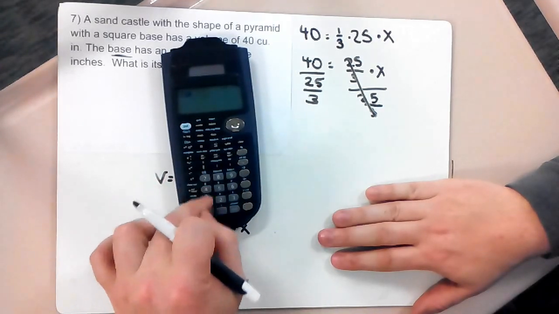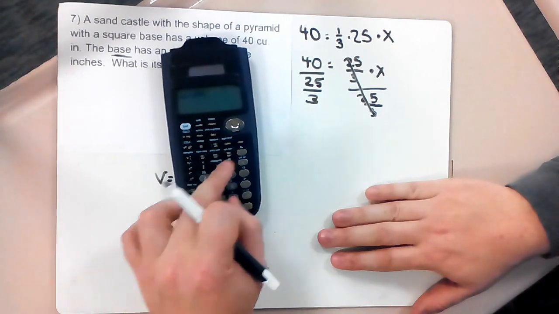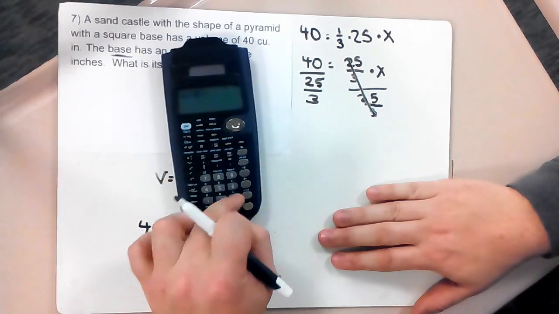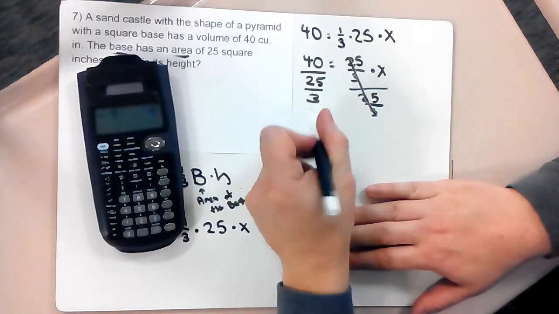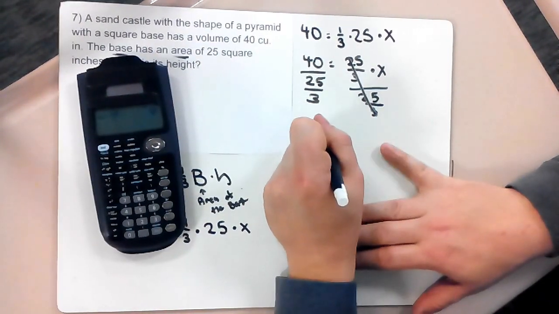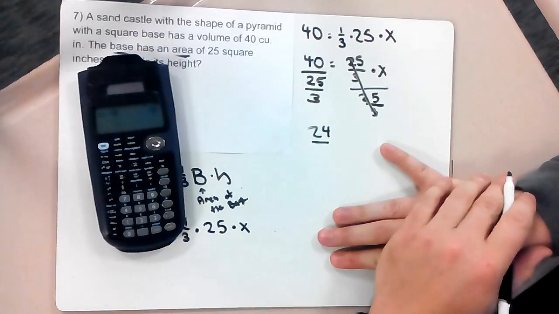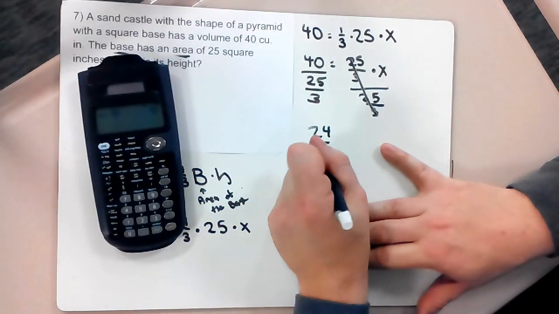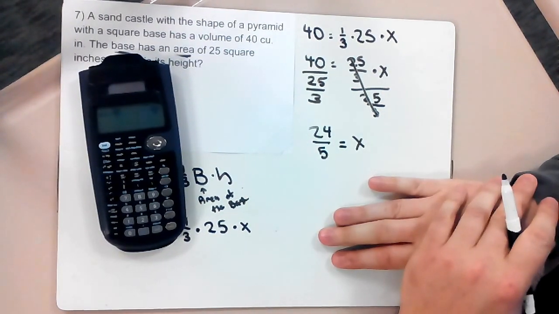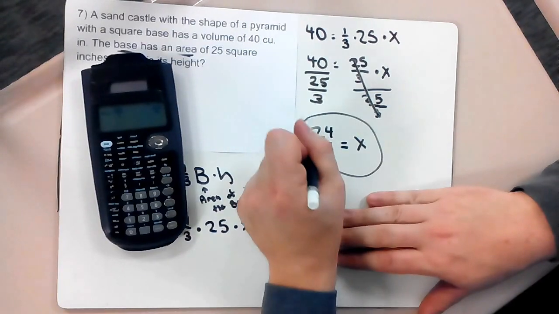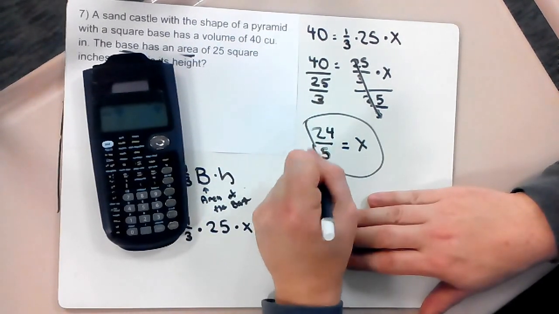So I have 40 divided by 25 over 3. And it's 24 over 5. All the calculator did was flip 25 over 3 and multiply it in. And that's how it got that answer. Equals x. And that's the height. We solved that problem. Okay?